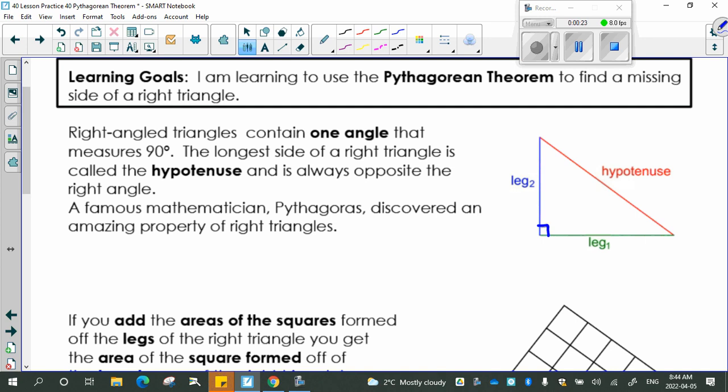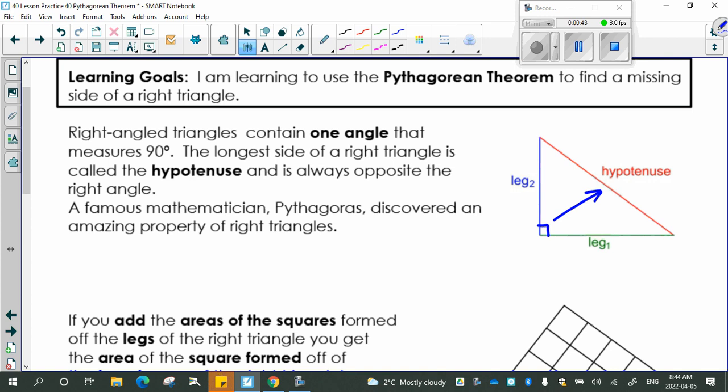The longest side is always across from the 90-degree angle and has that special name, hypotenuse. The other two sides are called the legs. It doesn't matter which one's leg 1 and which one's leg 2, but the other ones are called the legs. And the legs form a 90-degree angle.